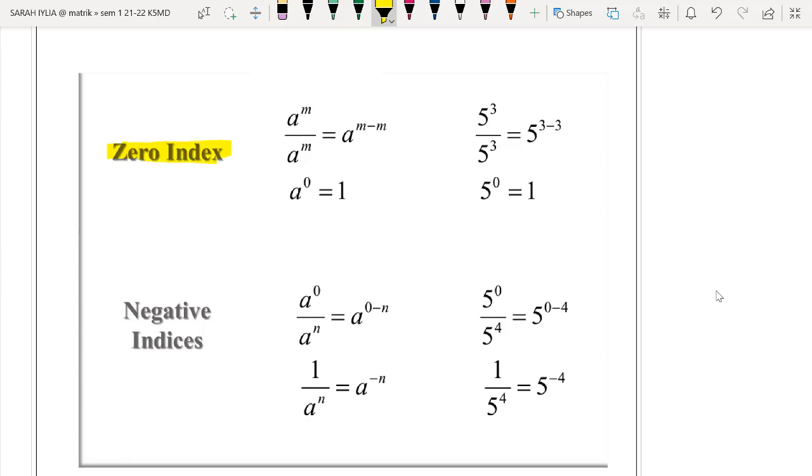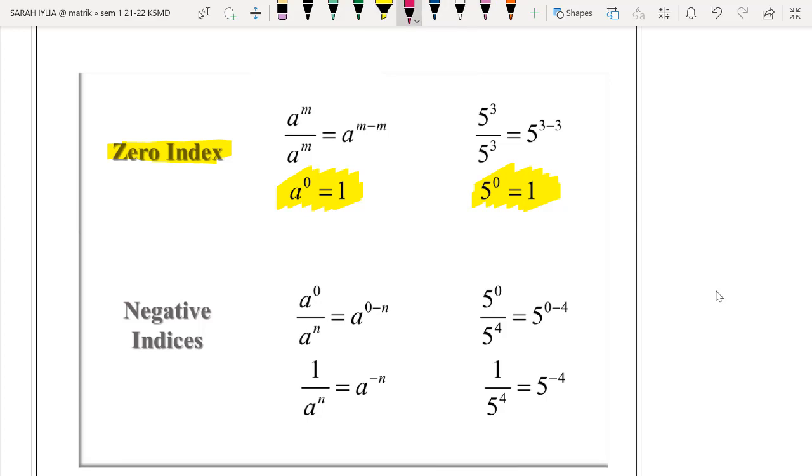Okay. So, first one we have zero index. When it comes to zero index, maksudnya we have zero as our power. Dia kuasa kosong. So, rule je kat sini, if we have anything to the power of 0, that would be equal to 1. Contoh dia letak A to the power of 0, that would be equal to 1. Kalau kita ada 5 to the power of 0, that also would be equal to 1. Anything to the power of 0 is basically 1.